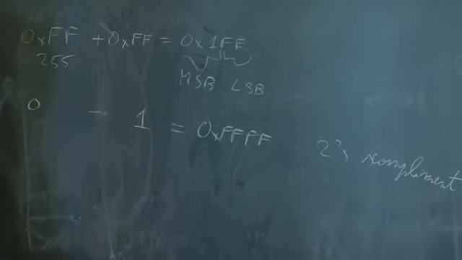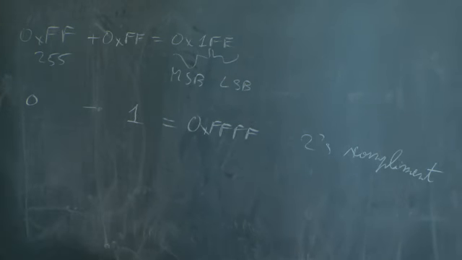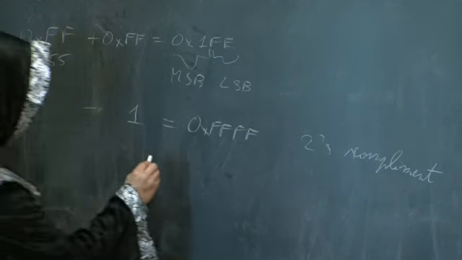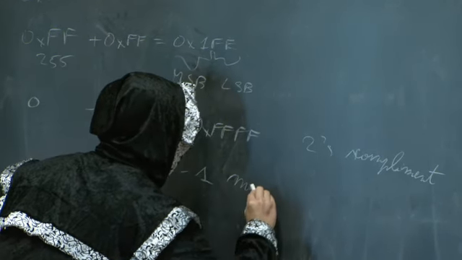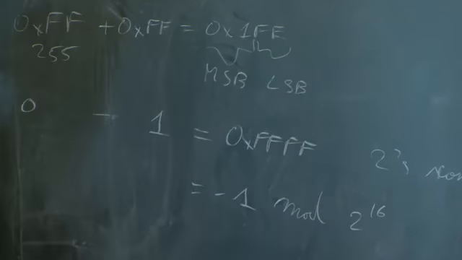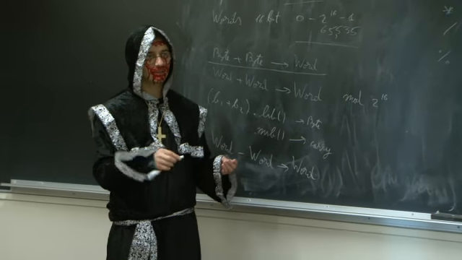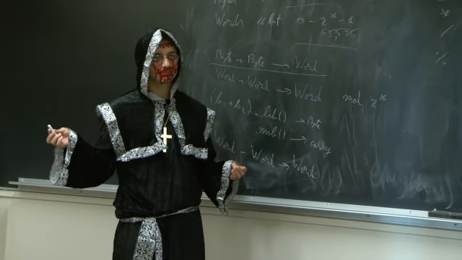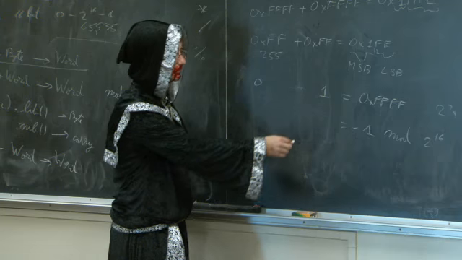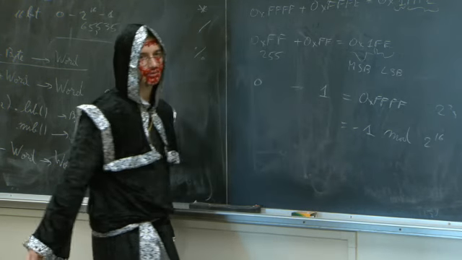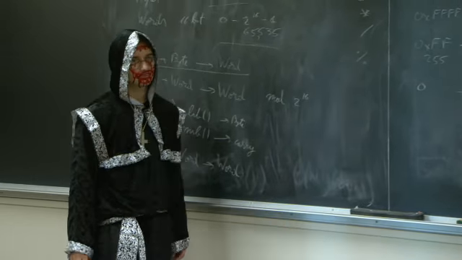For people who think in math mode, what is this? It's minus 1 mod 2 to the 16. So remember when we were doing modular arithmetic before to figure out a number's multiplicative inverse? And when we were doing rolling hashes? We didn't want negative numbers, we made them positive. So minus 1 mod 2 to the 16 is 2 to the 16 minus 1, and it comes out to this value. So you get minus 1. It's just that you have to know your basis.